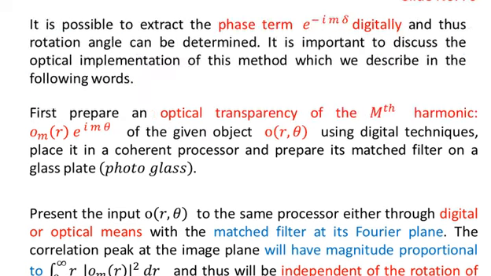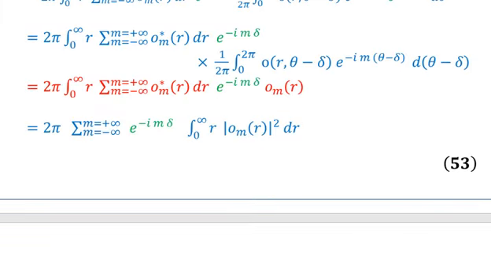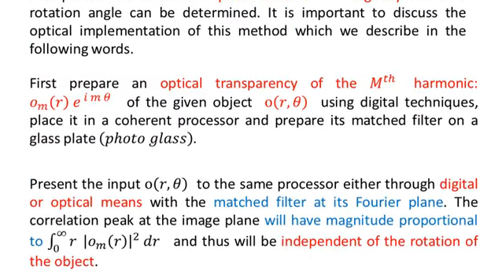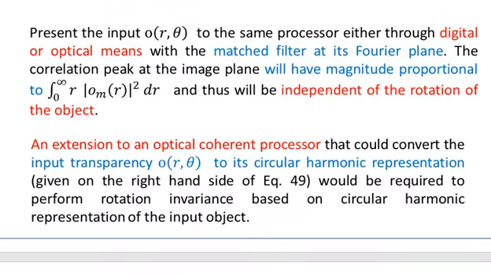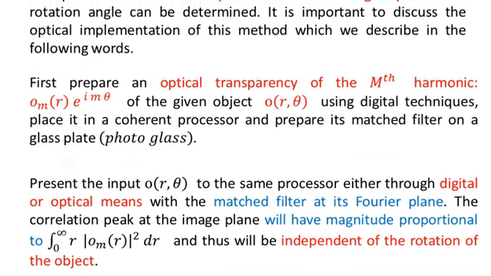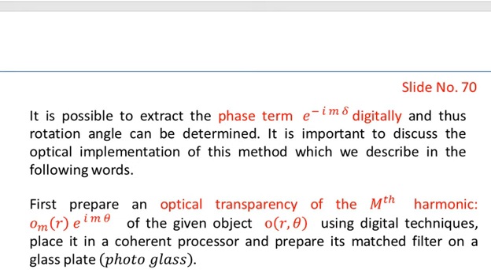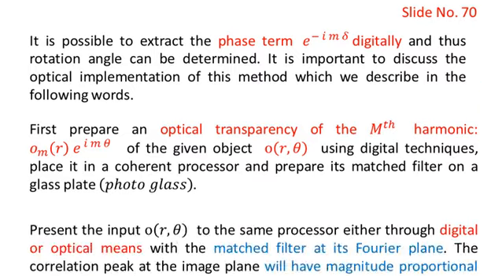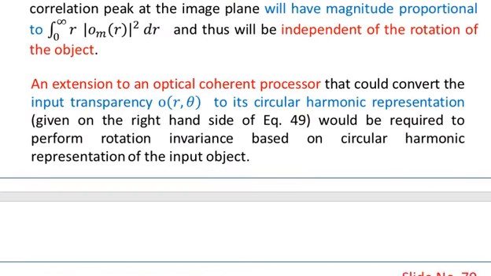But you know that in the autocorrelation, apart from the magnitude, we have this phase factor e to the power minus iota m delta that will remain there. So you see that we can extract delta from the autocorrelation peak. The magnitude of the autocorrelation peak will be independent of the rotation, but the phase of this autocorrelation peak will help us to determine the angle of rotation, that is, delta can be extracted as we have mentioned here. That is, the phase term delta can be extracted digitally, and then the rotation angle can be determined.